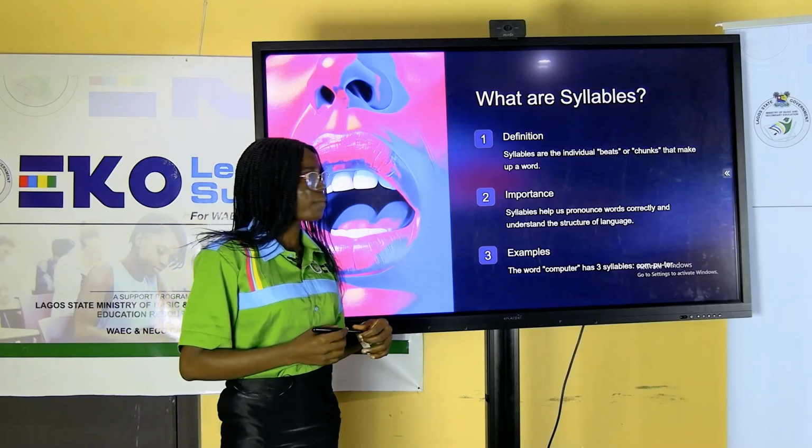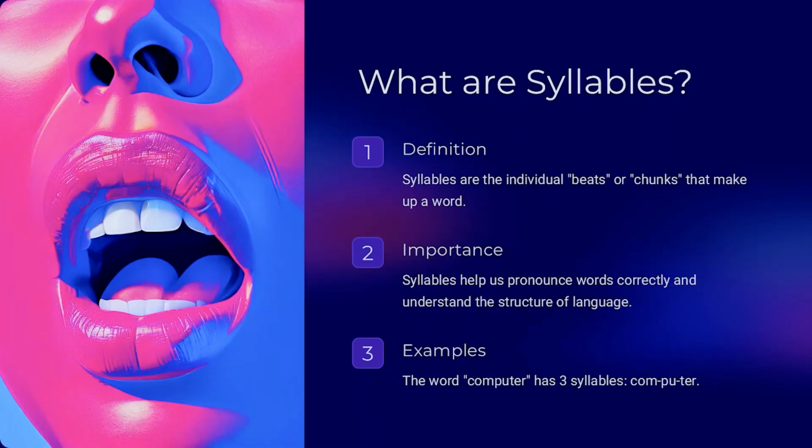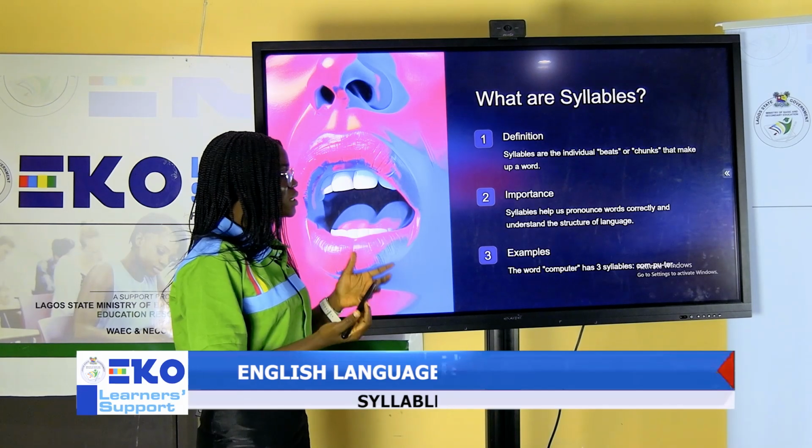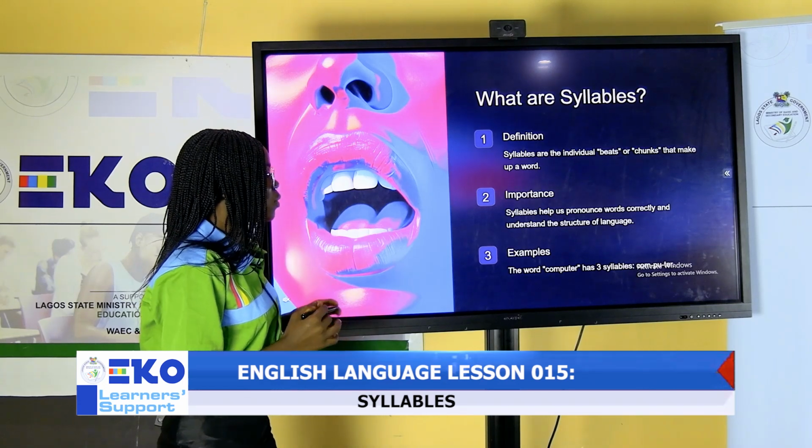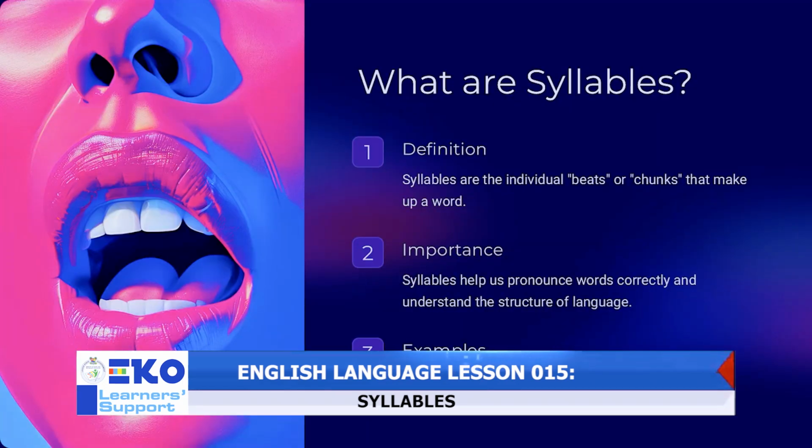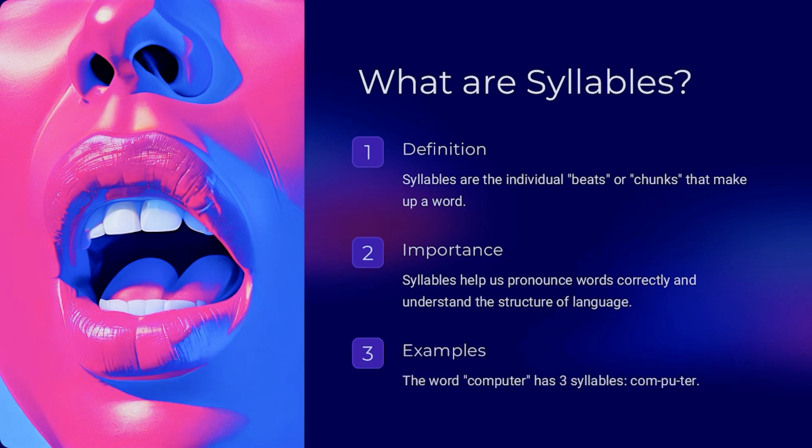What are syllables? Syllables are the individual bits or chunks that make up a word. Importance of syllables: syllables help us pronounce words correctly and understand the structure of a language. Let's look at some examples. The word computer has 3 syllables. Computer.